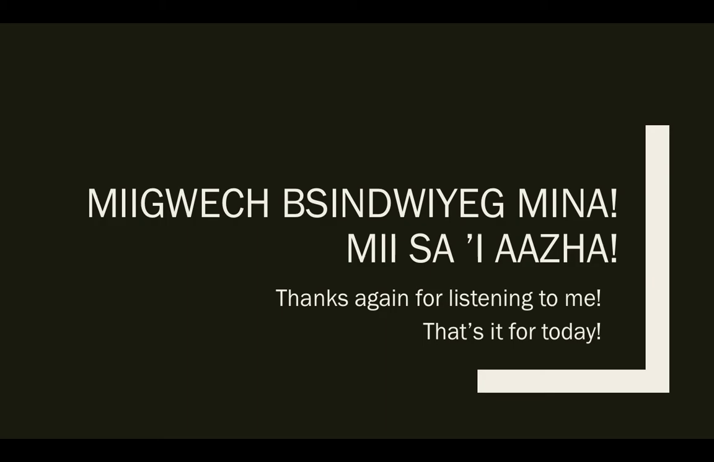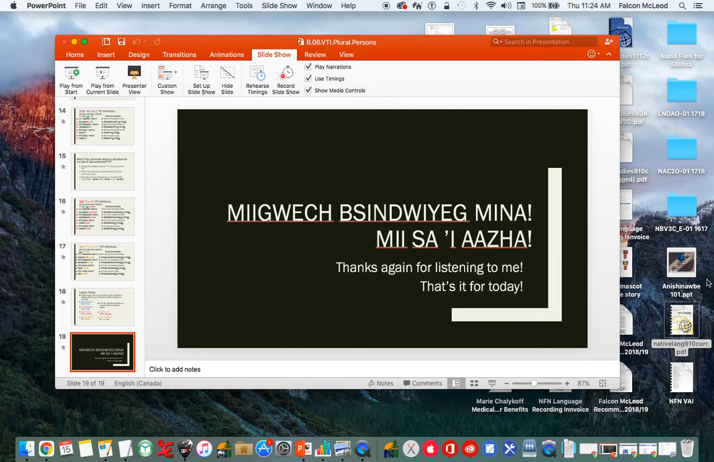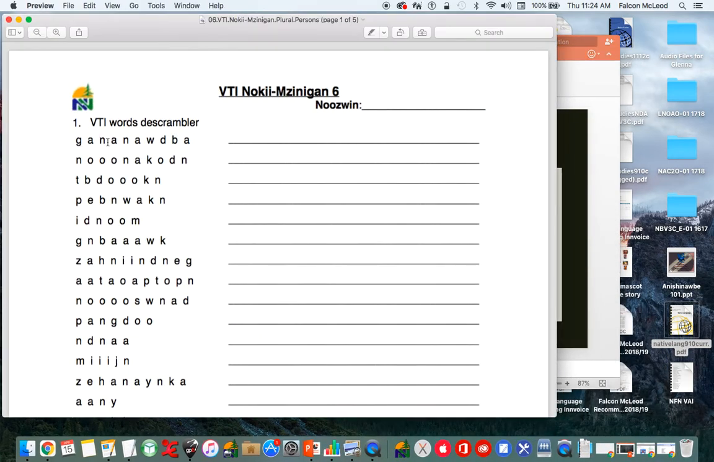So moving on to our worksheet there, so you know what's expected of you there. All right, so we have a classic de-scrambler, but this one is for our VTI words that we've been using in this unit. So we need to descramble this one here. It's got GANANAWDBA. So which one of our verbs has all those letters? The one I can think of off the top of my head is a GN.